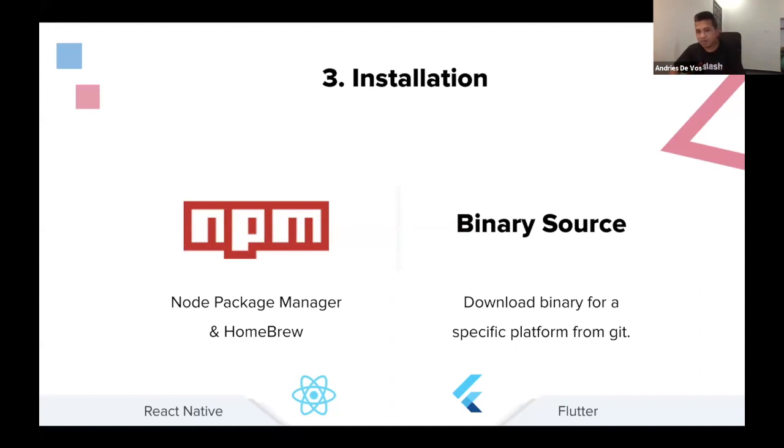But on the other side, Flutter doesn't have those things like Homebrew. You need to download directly from the binary source on GitHub.